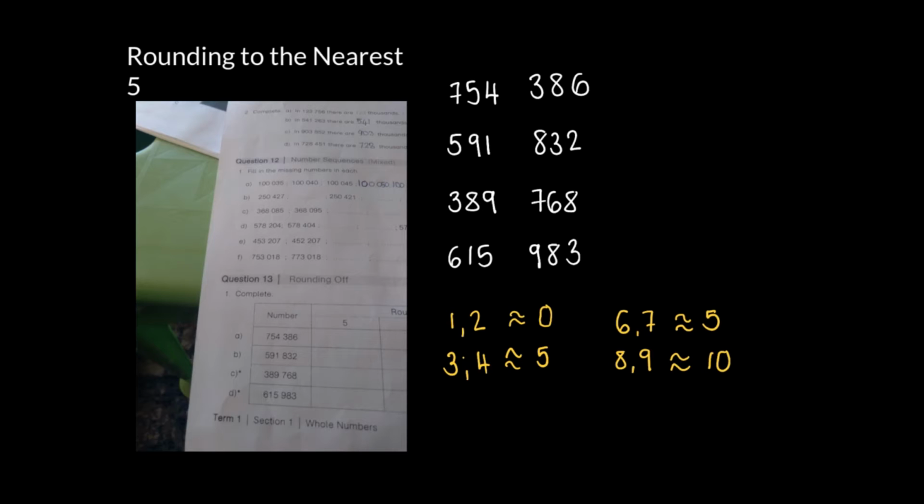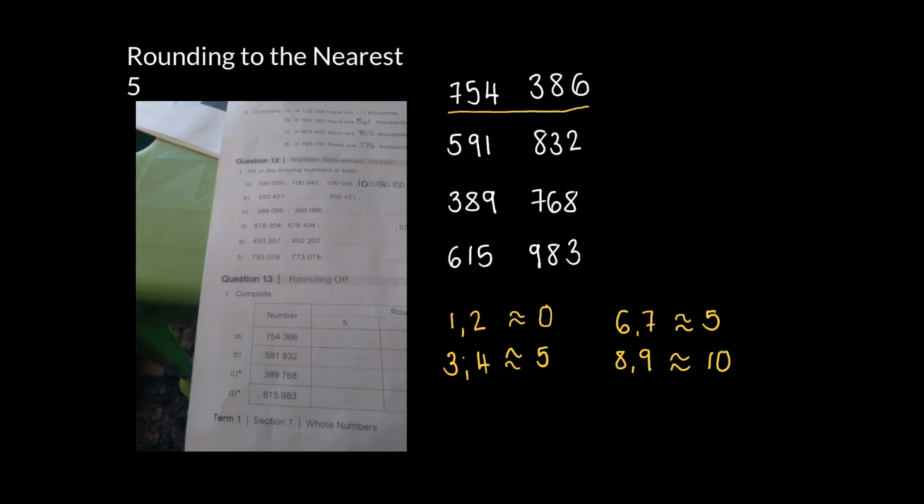Okay, so let's look at the first number. We've got 754,386 over here. If you want to see where we're going to be rounding to the nearest 5, we're going to look at this very last number. That's what we're going to be doing for all of them. That number is the one that we're going to use in order to determine whether we're going to round it to the nearest 5 or to the nearest 10 or to the nearest 0.